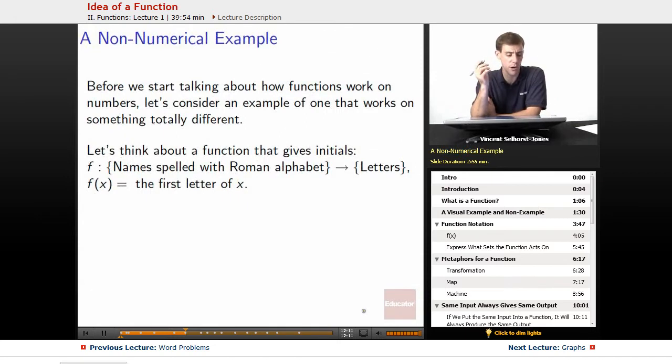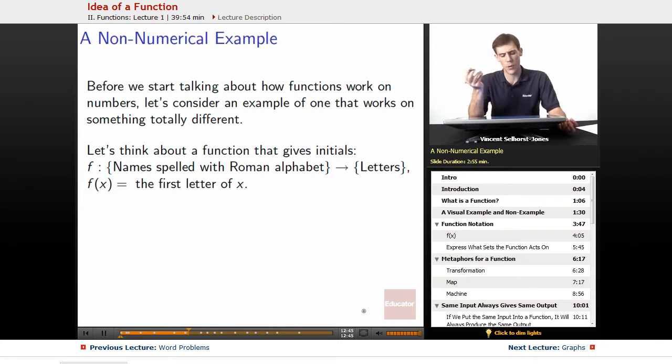Let's look at a non-numerical example. Before we start talking about how functions work on numbers, let's consider an example of one that works on something totally not about numbers. Let's think about a function that gives initials. So we'll define f as going from names spelled with the Roman alphabet, names like Vincent or John, not things spelled with characters that we can't express in the Roman alphabet. And it's going to go to letters from the Roman alphabet. So f of x equals the first letter of x.